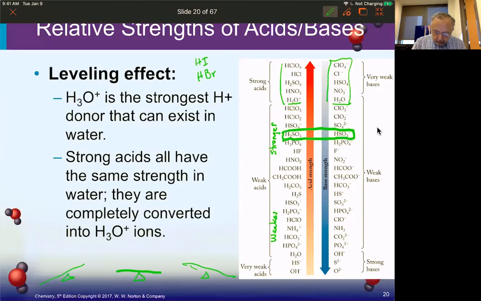So when you look at this scale here, you're going to find out that the weaker the acid, the stronger the base. When you go all the way to the bottom, you have very weak acids, but if you come to the conjugate bases, they're going to be very strong. So you have what is called a leveling effect. As one goes up, the other one goes down, and vice versa.